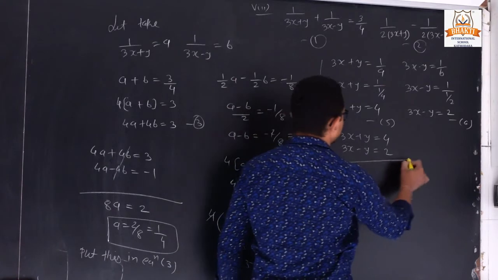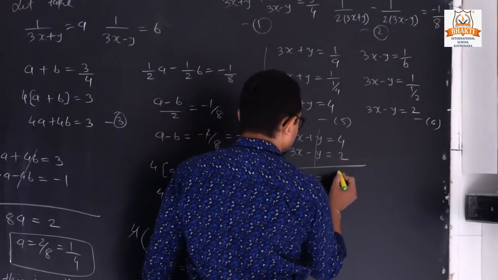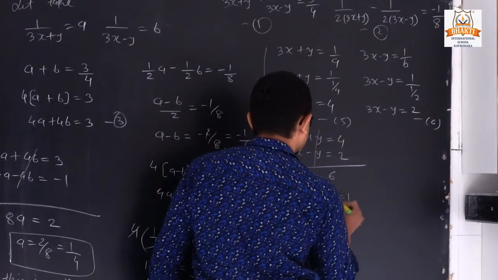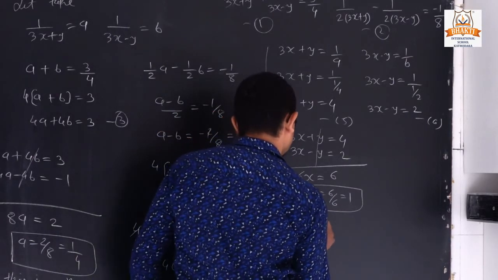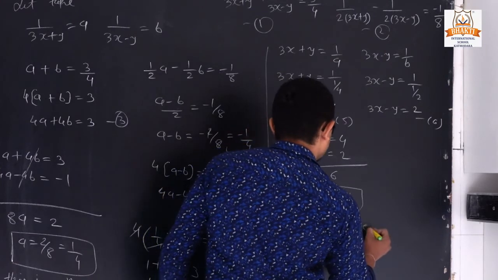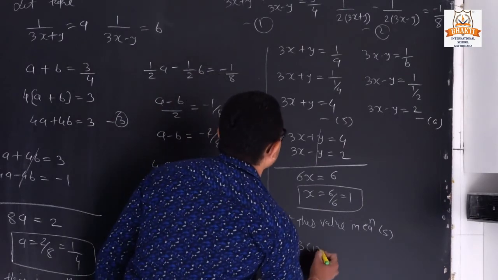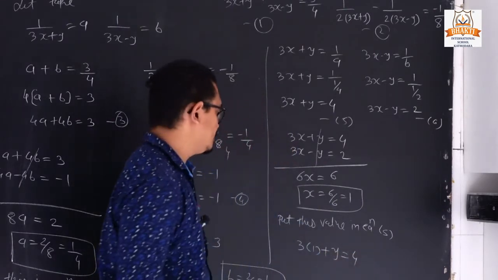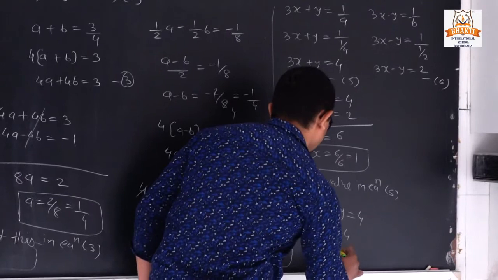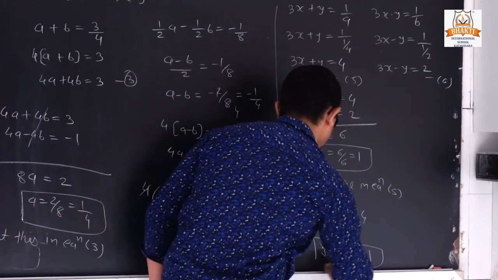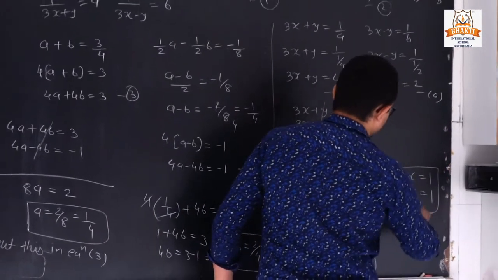Now once again we can simplify. So these both are cut. 3 plus 3, so it is 6x. 4 plus 2, 6. So x is equal to 6 upon 6. So it is 1. Now put this value in equation number 5 or 6. We can put in 5. So 3 in bracket plus y is equal to 4. So 3 ones are 3. So this 3 is going to the other side. So 4 minus 3, so it is 1. So what is our solution? x is equal to 1 and y is equal to 1.